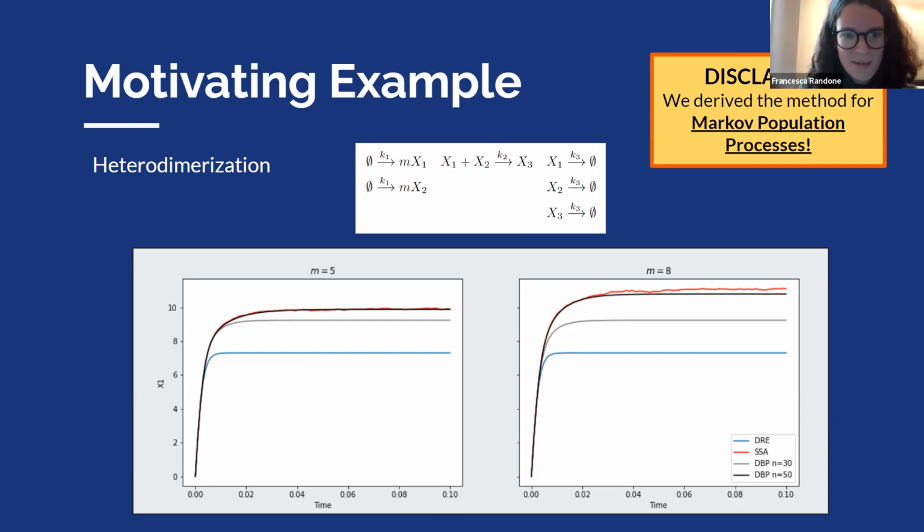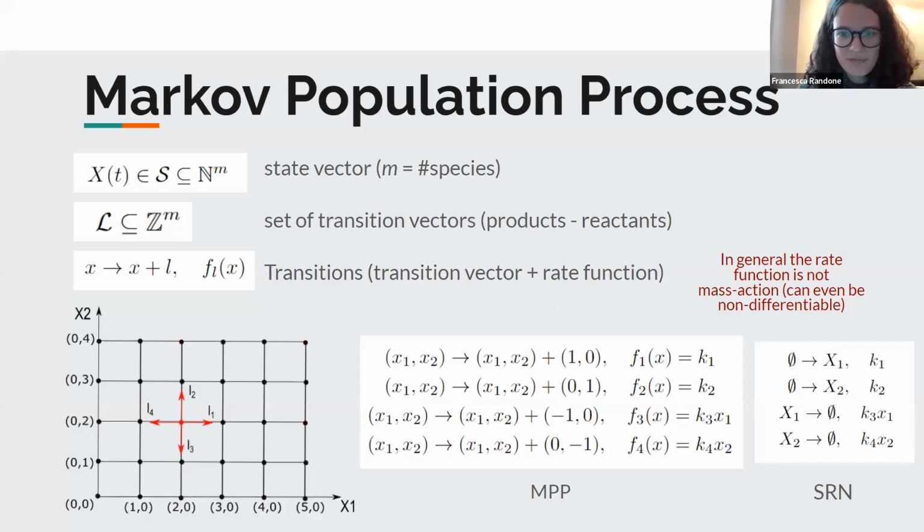Now, let's recap briefly where we are coming from. So when I talk about a Markov population process, I'm thinking about a process described by a state vector, and my state vector has m components, where m is the usual number of species. And each component of my state vector tells me how many units of a species are present in the system at time t.